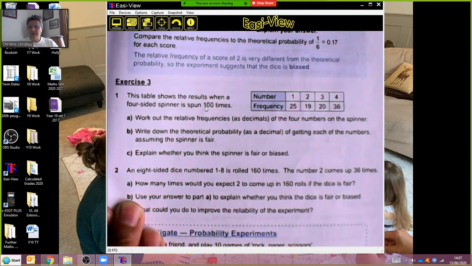What's the probability of landing on a 2? Well, 19 out of 100, 0.19, etc. So you do all those as decimals, four little sums. And then it says write down the theoretical probability as a decimal of getting these numbers if it's a fair spinner and the theory works perfectly.